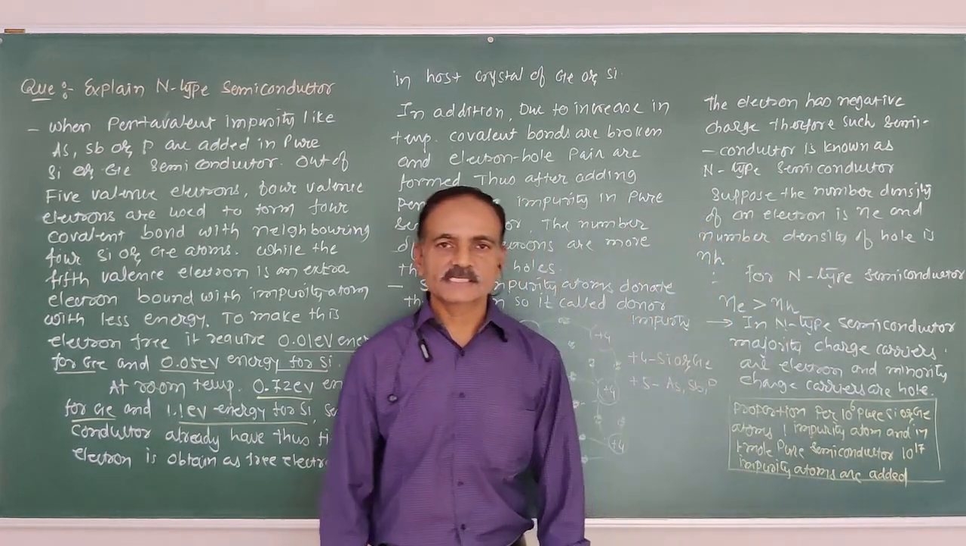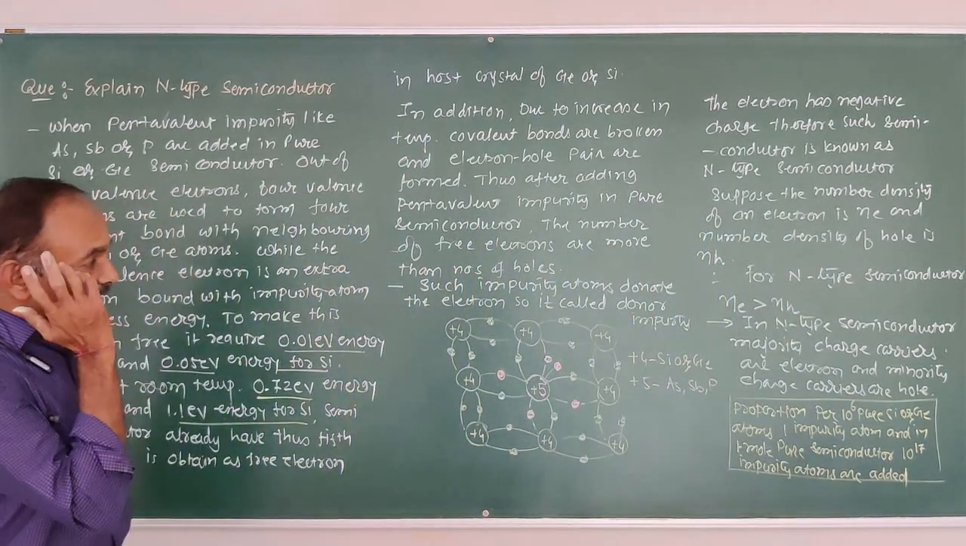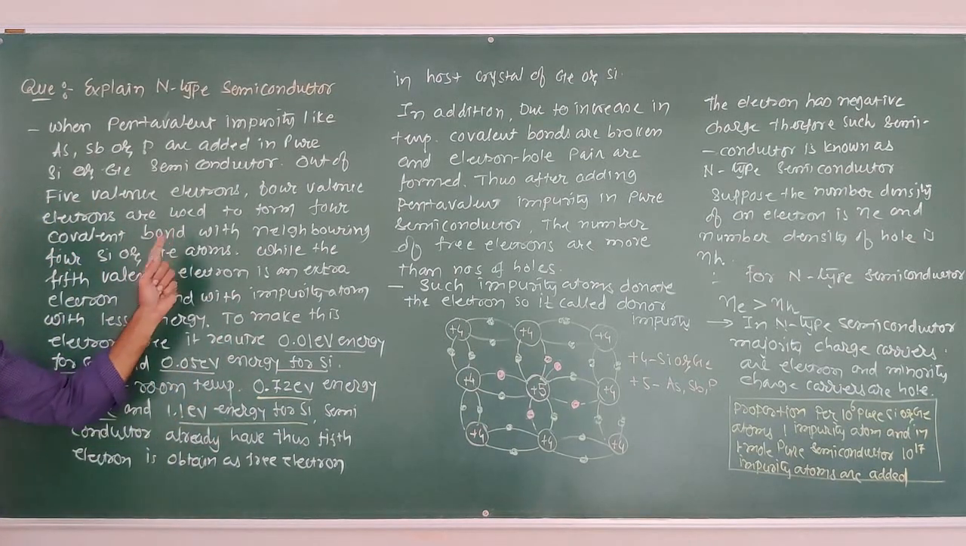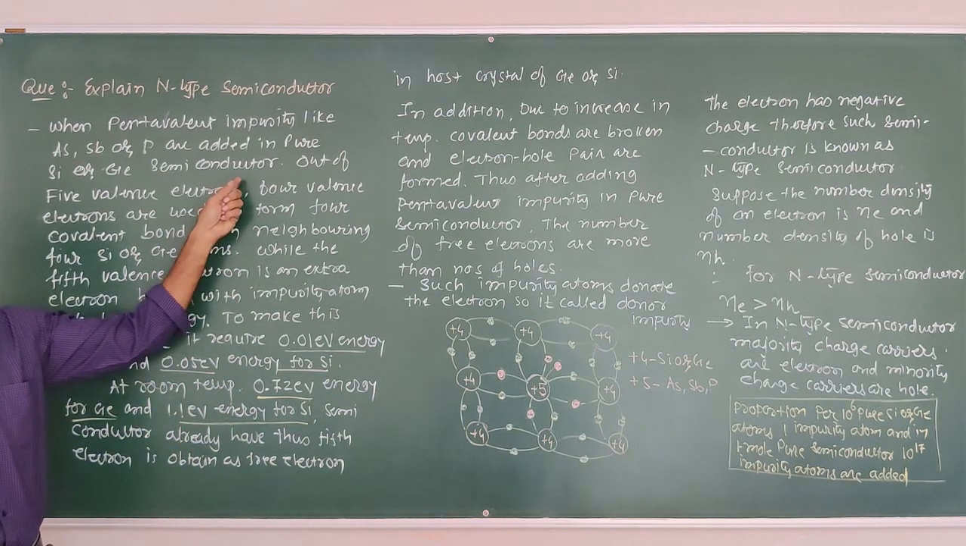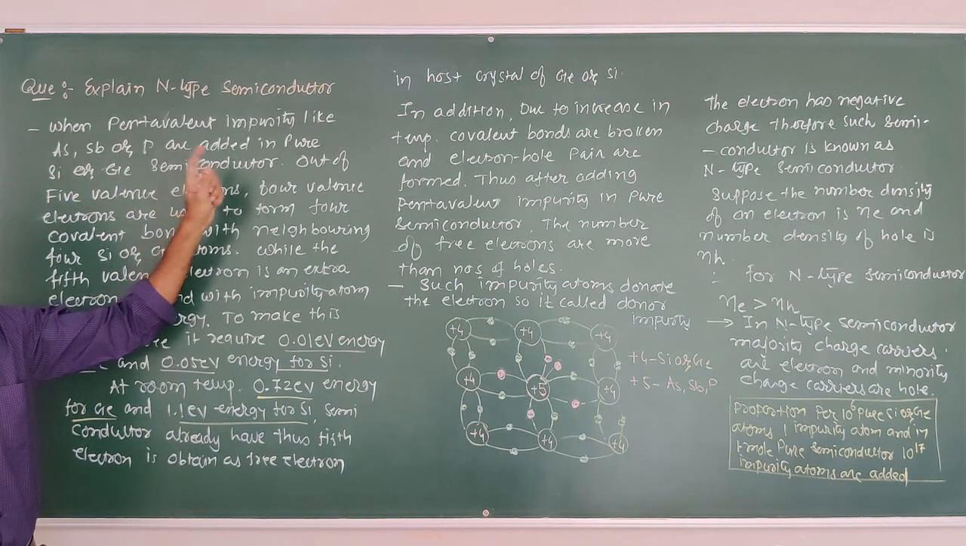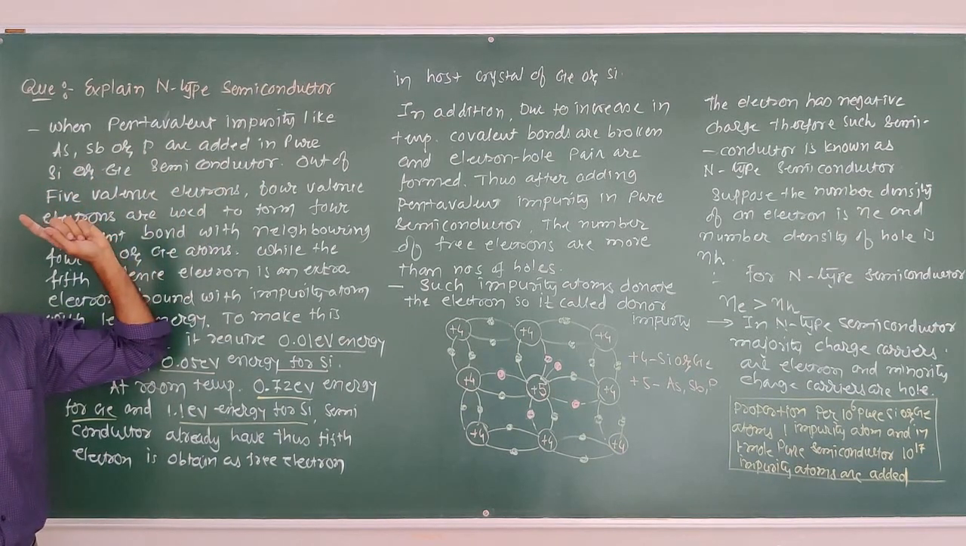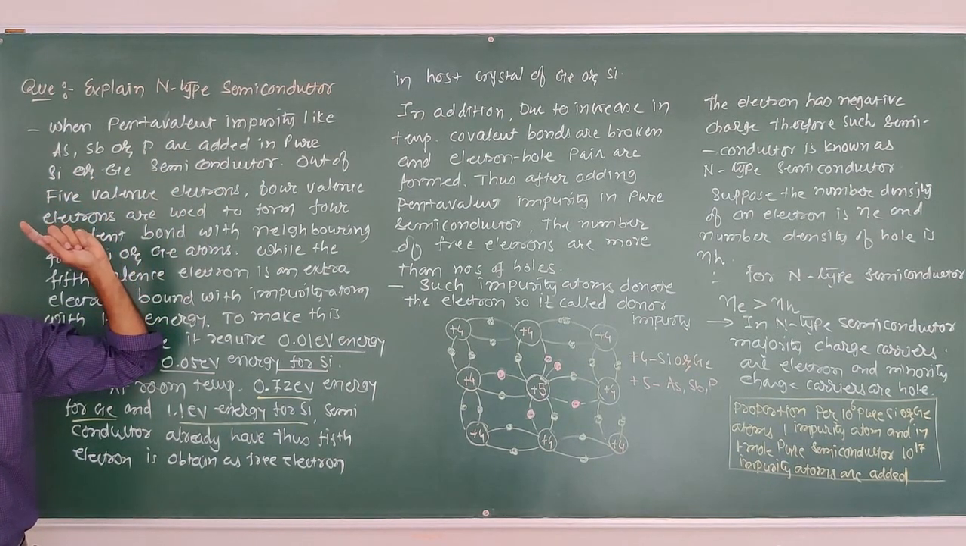Okay. Now, as we understand how the N-type semiconductor is constructed, the same thing applies for the P-type semiconductor. In N-type semiconductor, we take the impurity atoms as pentavalent, while in P-type semiconductor, we have to take trivalent impurity atoms. Right?